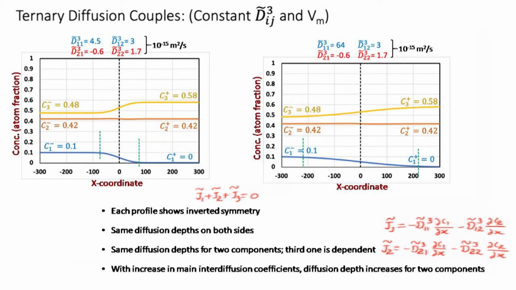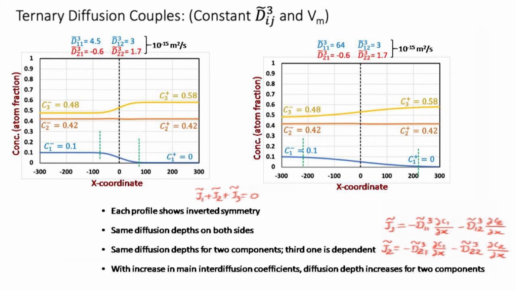So, the diffusion depth of component 1 has increased, but you can see the diffusion depth of component 3 has also increased, and the reason being, as I explained earlier, we have to satisfy this condition sigma J i tilde equal to 0, and since J2 tilde is almost 0 throughout the diffusion profile, J1 tilde has to be equal to minus J3 tilde. So, component 3, which is the dependent component here, responds to the changes in concentration of component 1, and so the diffusion depth of component 3 has also increased.